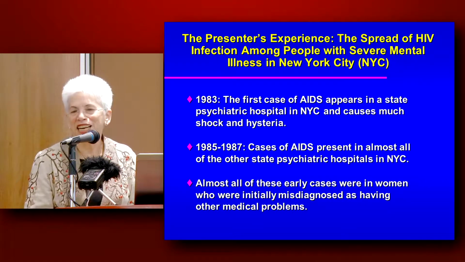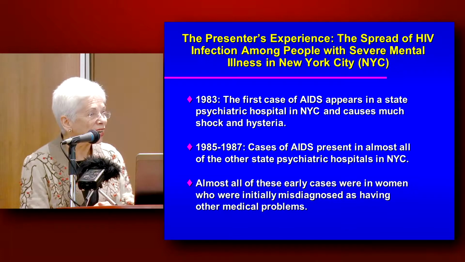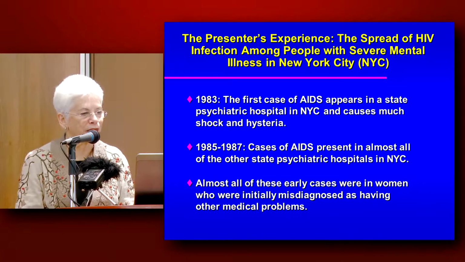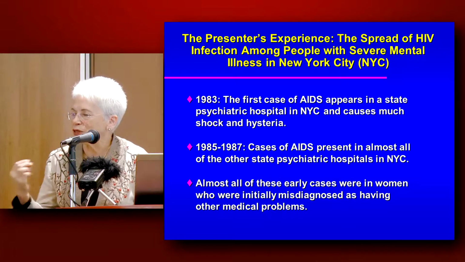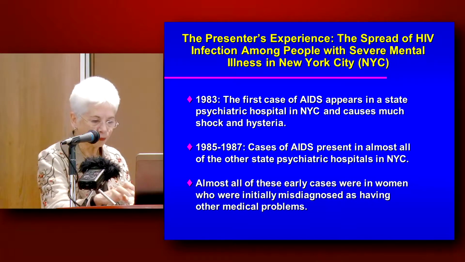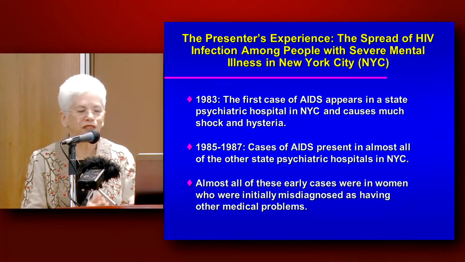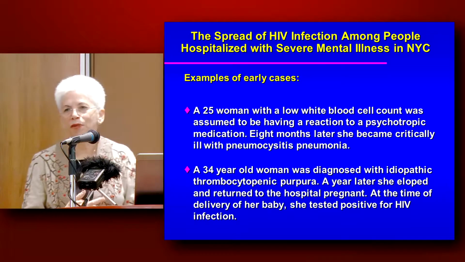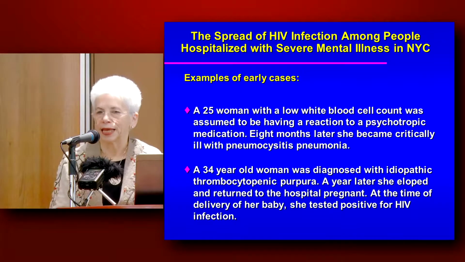And then between 1985 and 87, virtually every other state hospital had a case of AIDS. And again, they were virtually all women. And generally speaking, they were initially diagnosed as having something else. So I'm just going to go through 2 of these cases. The first was a 25-year-old woman. She developed a low white blood cell count.